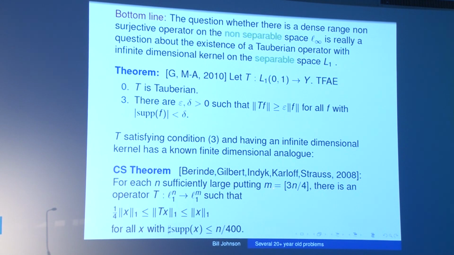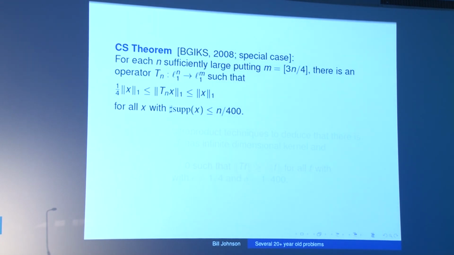You can map L1n to L1m with a nice operator. It's norm 1. That's an isomorphism on vectors which have support on a set of measure 1 over 400. All right? And the kernel is infinite dimensional. Well, not infinite dimensional, that'd be difficult, but it has dimension at least 1/4 the dimension of the whole space. So that's a finite dimensional analog of this. A very special case of their theorem, by the way.